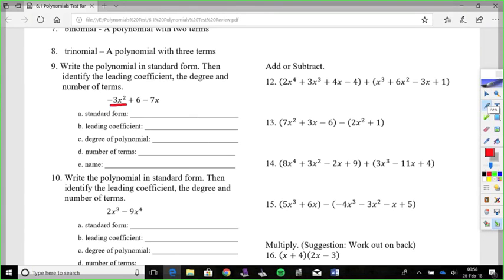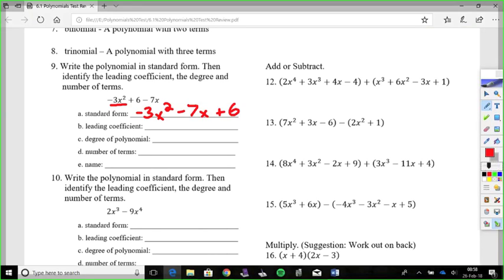So the biggest exponent term is this x squared. So that'll be the first term, negative 3x squared. Then the next biggest exponent would be the minus 7x, because that's an x to the first power. And then the plus 6 will come last, since it has no variable with no exponent. Let's try to make my pen a little bit thinner. Okay, hopefully that's better.